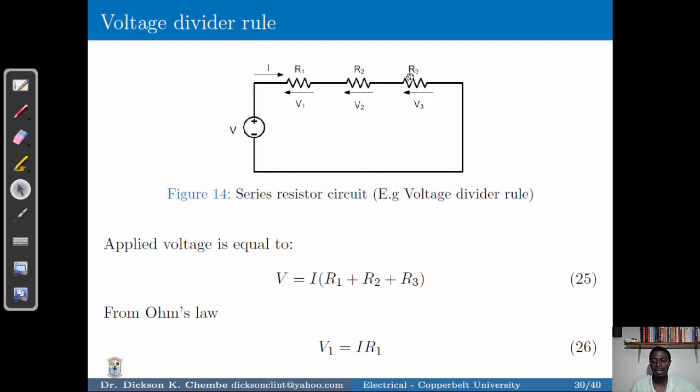I multiplied by R3. Then when we add those together, we can factor out the common current, which is I, and then we remain with R1 plus R2 plus R3, and this is now the total voltage or the applied voltage in the circuit. And then from Ohm's law, if we are to determine the voltage across resistor 1, which is V1, then we determine it by the current multiplying by resistor 1.